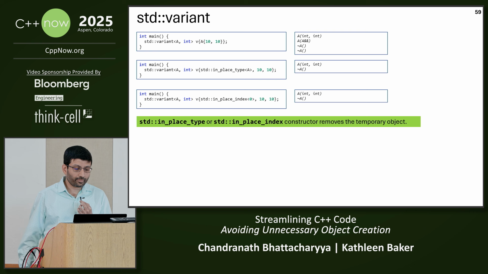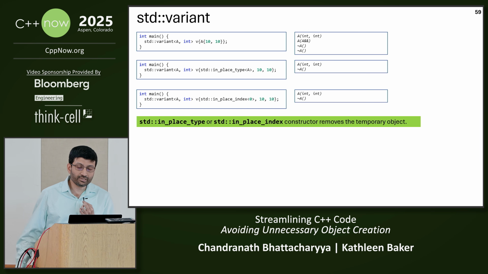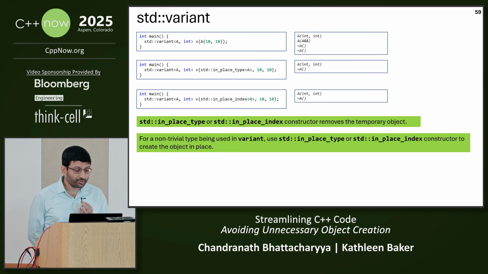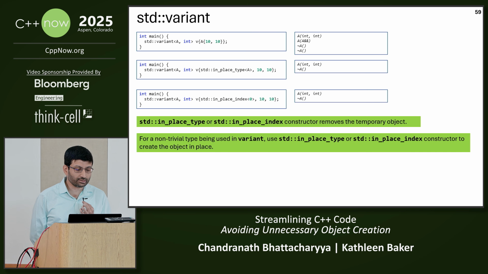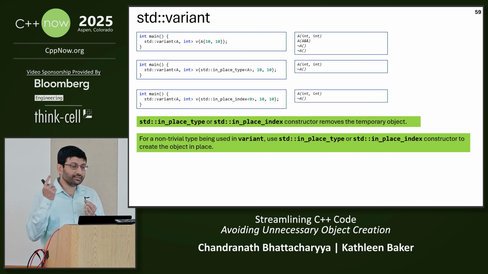So here's the output. As you can see, the in-place type or the in-place index constructor removes the temporary objects. So the guidance being, for a non-trivial type being used in variant, use the in-place type or the in-place index constructor to create the object in place. Now in this scenario, we just created the variant.